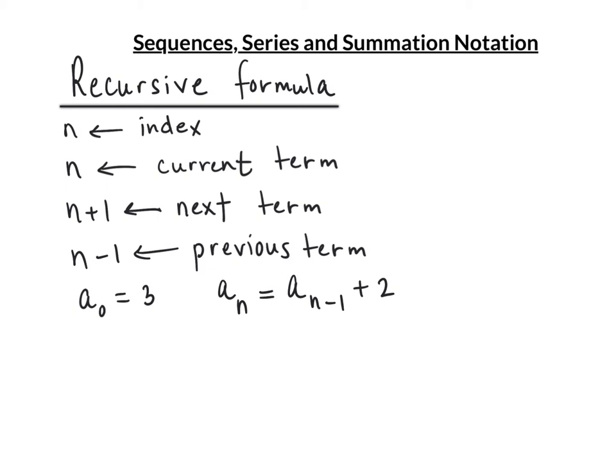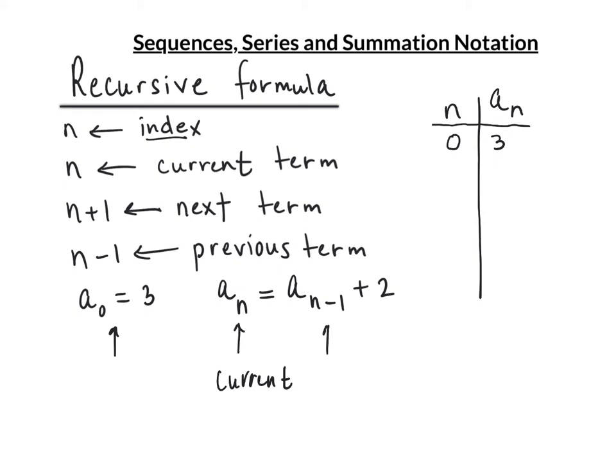Some things you need to know about a recursive formula. A recursive formula is great to build tables. You have to have somewhere to start with a recursive formula because the next value is based on the previous value. A sub 0 equals 3, that 0 is called the index. So this is n, and a sub 0 is a sub n, where n is 0, and it is 3. And this is a sub n. This means a sub n is the current term. A sub n minus 1 means the previous term, one term back. And what do I do? I take the previous term and add 2.